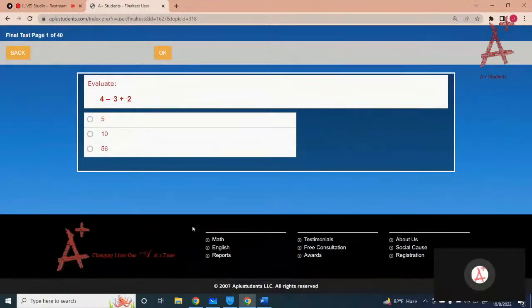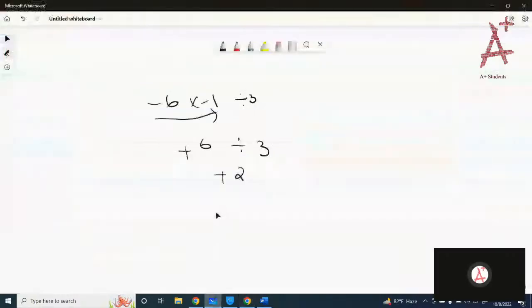Start with the first question. 4 subtract negative 3 plus negative 2. Let me write it down on the board.